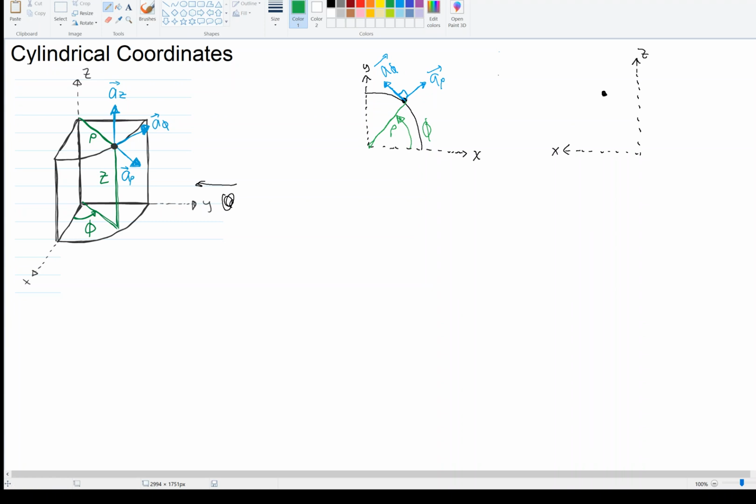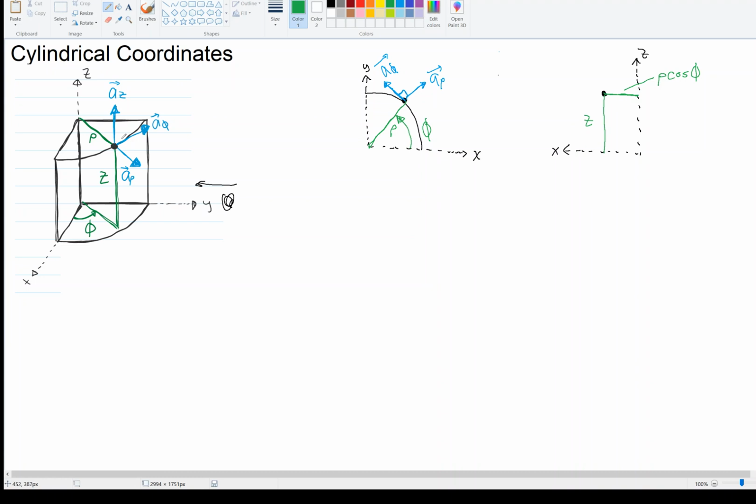Let's think about these lengths. First of all, the height of this thing is just z. By definition, that's the position along the z-axis. But I ask you to really think about this: pause the video if you want. What is this distance? How far along the x-axis are we? Hopefully you paused the video, but if not, I'll tell you that it's rho times the cosine of phi. That's that length.